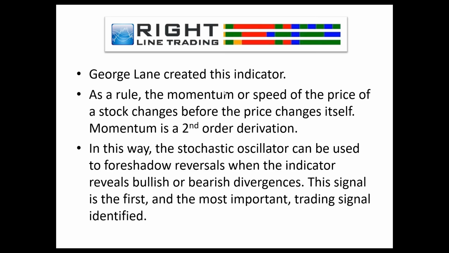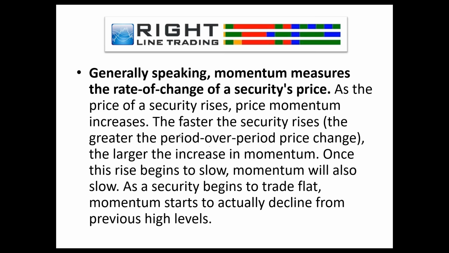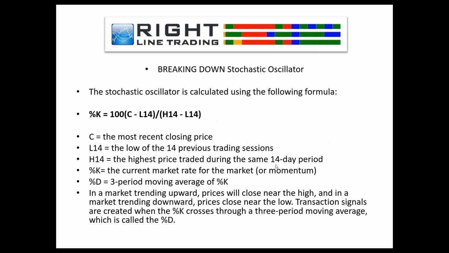Because it was a second order derivation, and I'm going to talk a little bit more about it, he believed that it foreshadowed reversals when you saw bullish or bearish divergence. And let me show you exactly what he was looking at. Now, I really pretty much already described this. Before I show you the next slide, what I want to do is just quickly show you the oscillator formula.